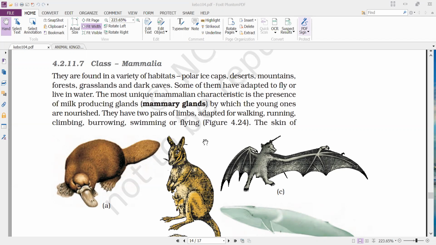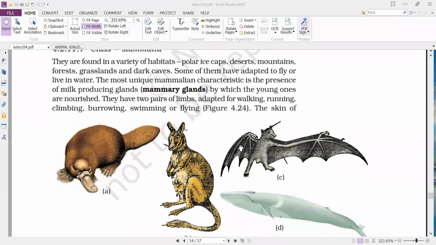In some they are used for walking, in some for running, and in some for climbing, because there are some that live on trees, and some for burrowing, as some live in burrows, and some are aquatic, which swim in water, and some are adapted for flying.